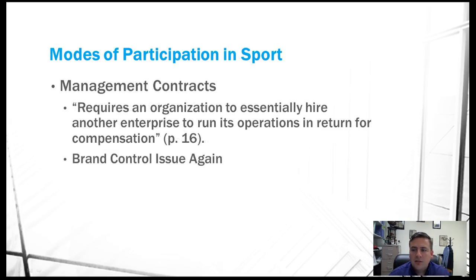And the last thing I want to talk about is management contracts, and the biggest issue with these is control. Essentially, you're requiring an organization to hire another enterprise to run its own operations in return for some compensation. In other words, I'm outsourcing the management of my brand. It's seen as somewhat rare in certain circumstances. It's applicable, but again it is almost complete control of management takeover. Again, you lose all of that control. So those are the modes of participation in sport.